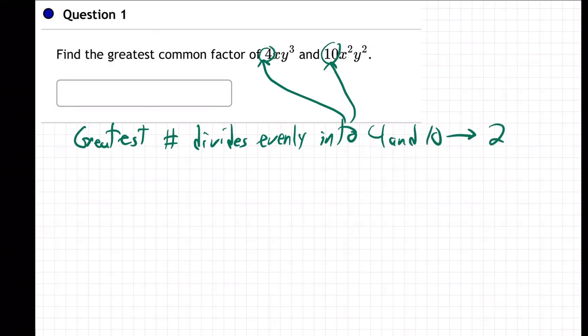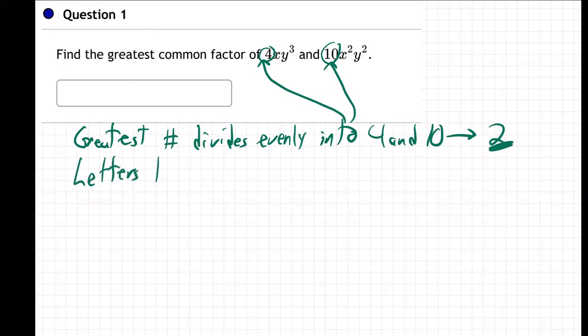It's going to be 2, right? 2 goes into 4 2 times perfectly, and 2 goes into 10 5 times. So 2 is the biggest number that goes into 4 and 10. All right. Now, what do you do with the letters?